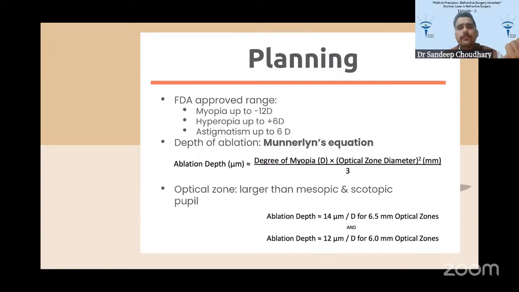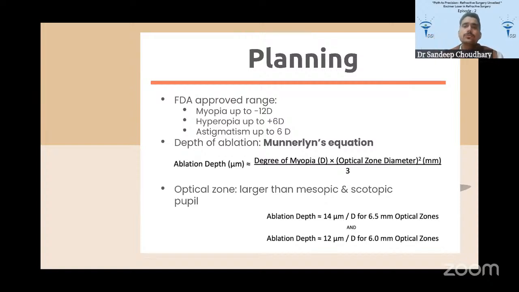But practically, I believe we tend to prefer PRK for mild to moderate myopia only. On the higher side of myopia, beyond, I think, 6 or 7 diopters, personally I feel a bit uncomfortable doing a PRK for a higher range of refractive error. And the depth of ablation, we can calculate beforehand with the Munnerlyn equation, which depends on the optical zone and the degree of myopia.